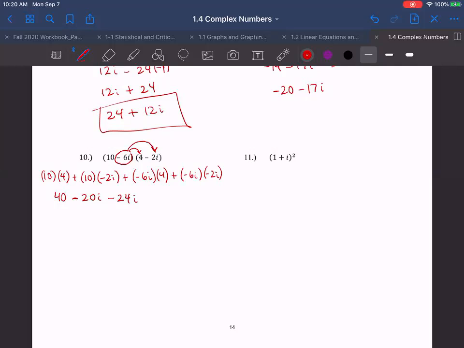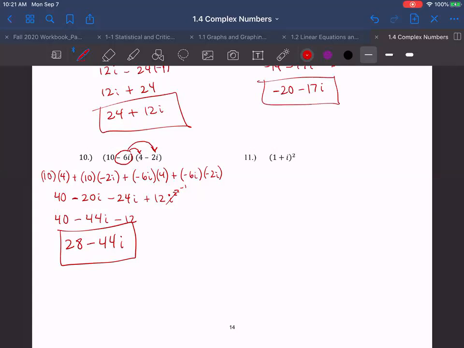And then over here, we have -6 times -2. That's a positive 12, and then we have our i squared. That i squared, of course, will become a -1. And so it's a matter of just grouping everything together. -20i and -24i is -44i. 12 times -1 is -12. And so we end up with 40 minus 12, which is 28 minus 44i. And hopefully that is correct and that I didn't make any mistakes there.